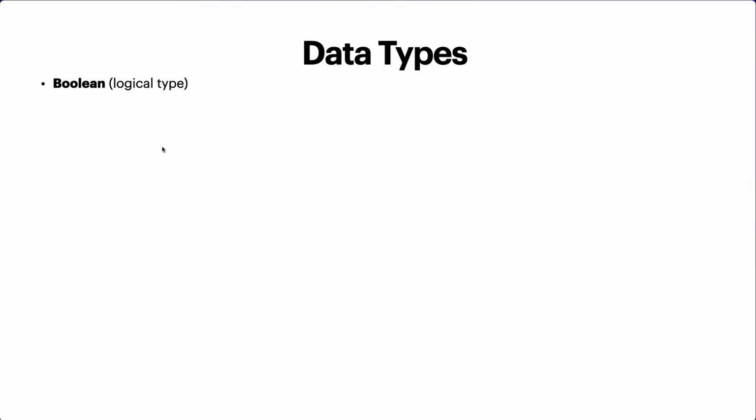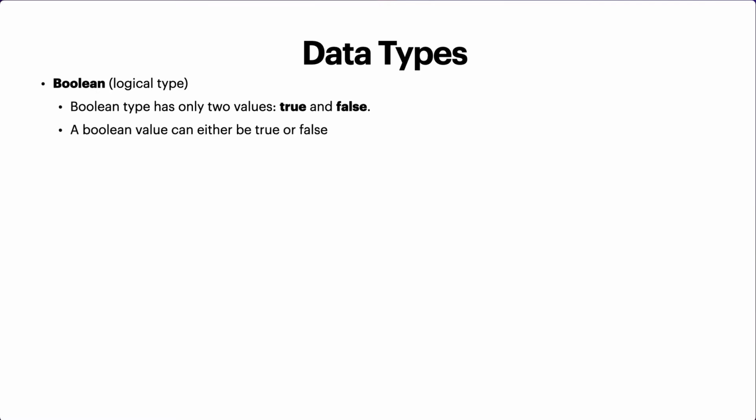And we will be talking about Boolean data types now. They're also called logical types. The Boolean type has only two values, true or false. A Boolean value can either be true or false. It cannot be anything else. So Boolean data types are very strict. They just have two values. They could be on and off, or we can just say true or false.